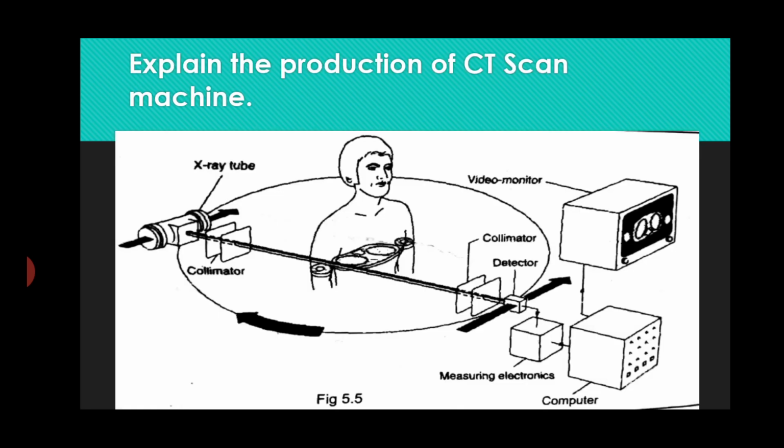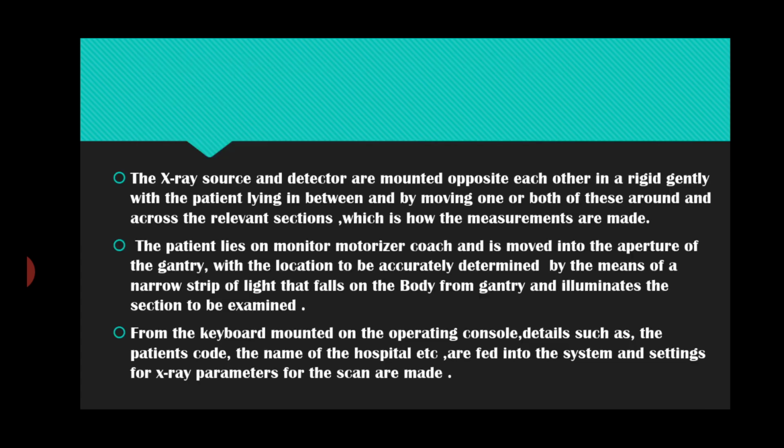Now we will see the CT scan machine. So this one is the setup for the CT scan machine. The X-ray source and detector are mounted opposite to each other in a rigid joint with the patient lying in between, and by moving one or both of these around and across relevant sections, the measurements are made.